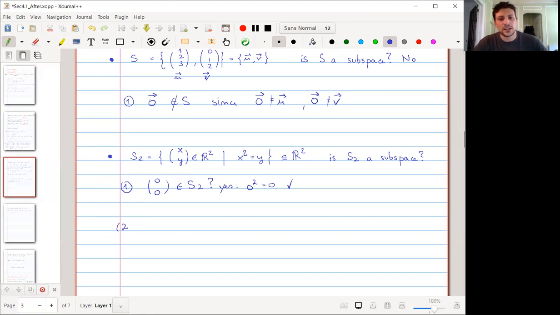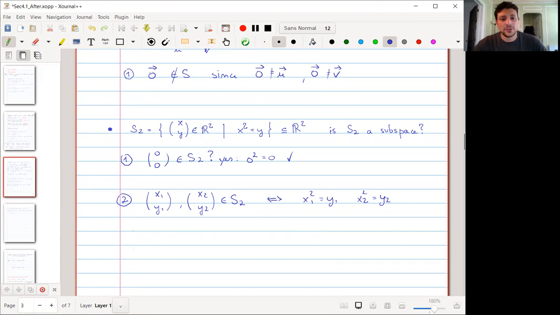Now, the second check is whether this is closed under sums. So let's take two vectors, x1, y1, and x2, y2 inside S2, which is equivalent to saying that x1 squared is y1 and x2 squared is y2. Now let's add them together. If I add these two vectors, I get x1 plus x2, y1 plus y2.